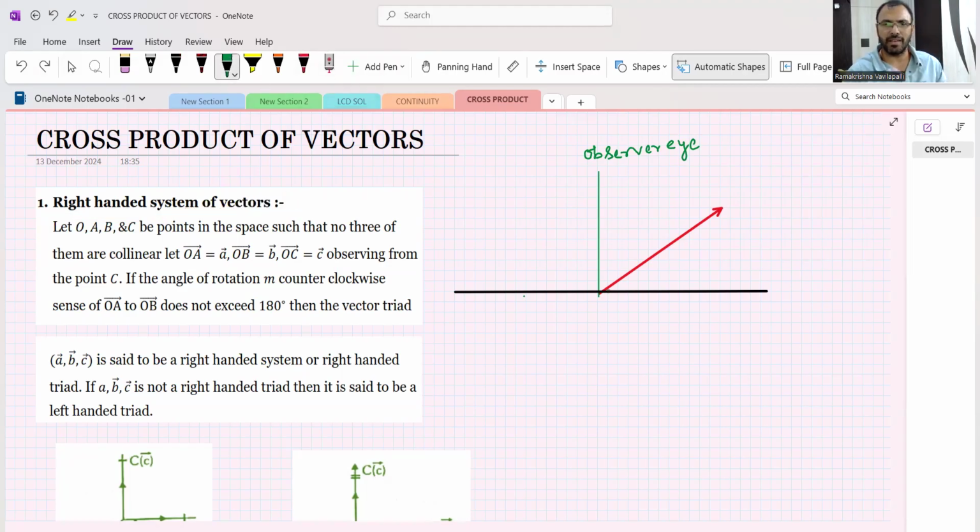You see that this is the origin, and this is vector A bar, and this is another vector B bar, and this is a vector C bar. It's not necessarily perpendicular.